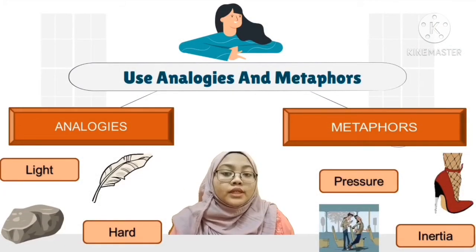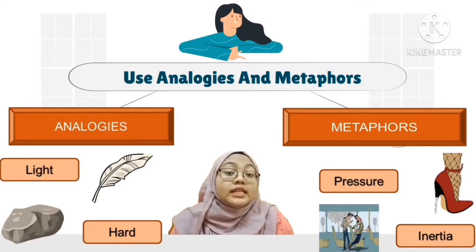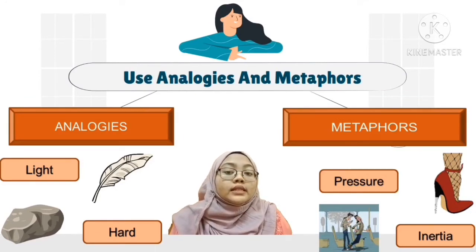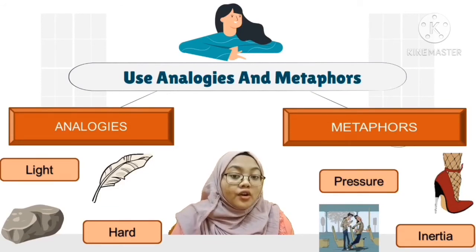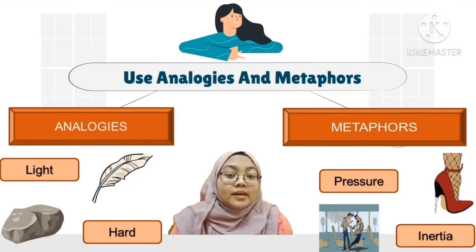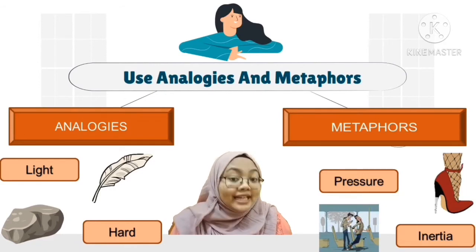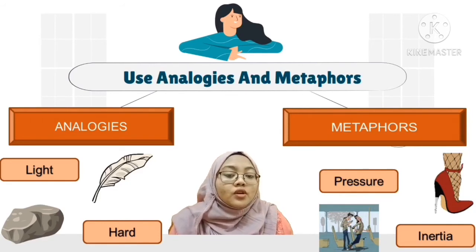My third point will be use analogy and metaphors as a transfer of learning to enhance the effectiveness in teaching and learning. Okay, what is the difference between analogy and metaphors? Analogy is, I give you an example: light as a feather, hard as rock. When you give this kind of example, students can understand more because you relate it to their daily life. And the same with metaphors. Metaphors, in easy words, we can say it as an example.